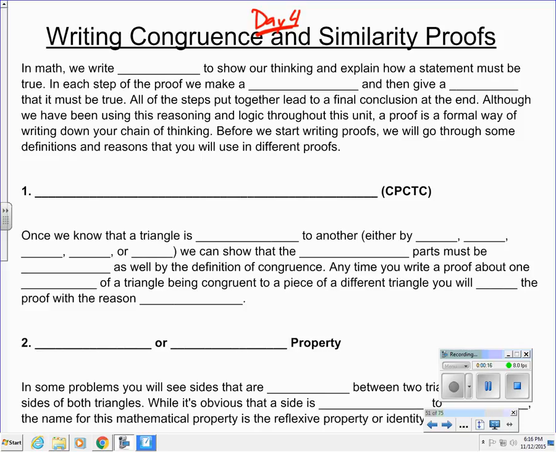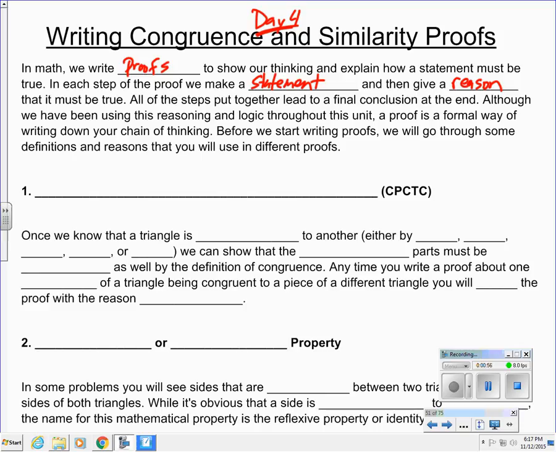So in math we write proofs to show our thinking. It shows our train of thought, a way of writing it out and explaining how a statement must be true. In each step of the proof we make a statement, and that's what we've been practicing in class, writing congruent statements, saying two angles are congruent, or two segments are congruent, or the whole triangles are congruent or similar. What's different about proofs is we don't just make the statement, we also have to give a reason, right? So why that statement is true.